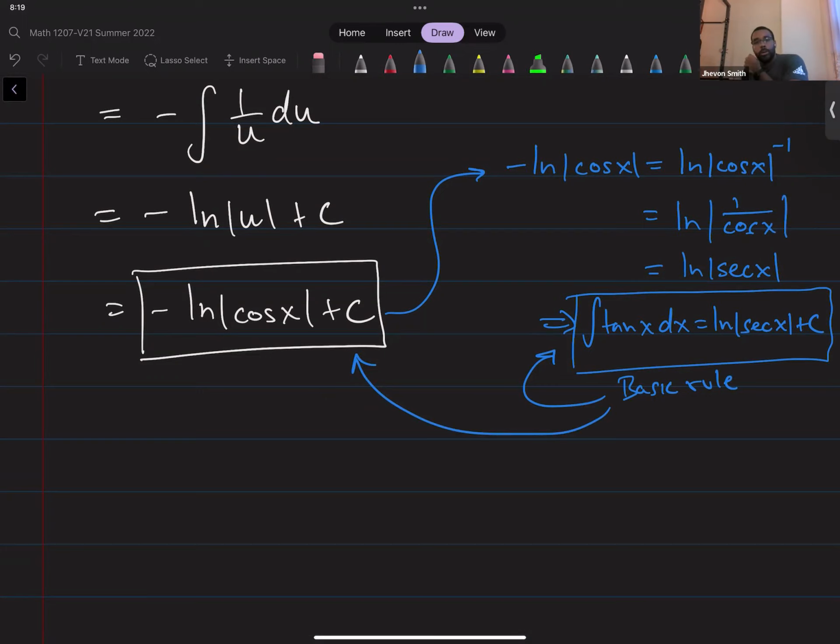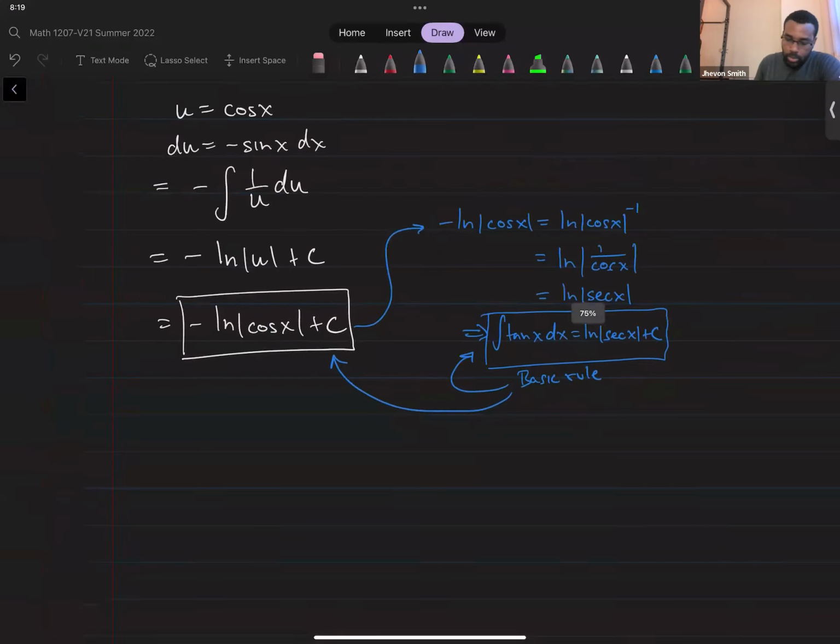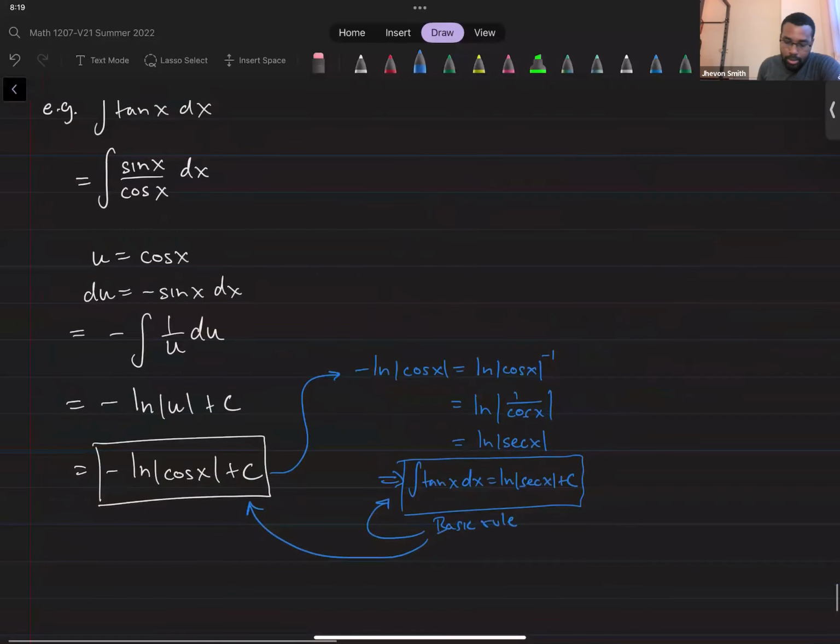So we can just leave it as the one in the white? Yeah, either one is fine. But I just want to show you that the one in the table isn't wrong. It's just another way of writing it. So that's how you integrate tangent.